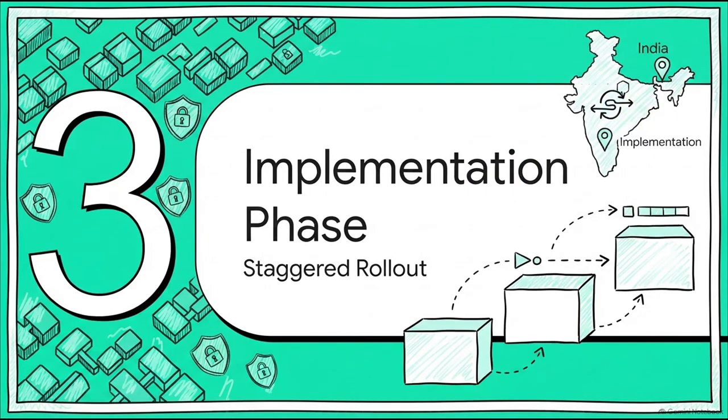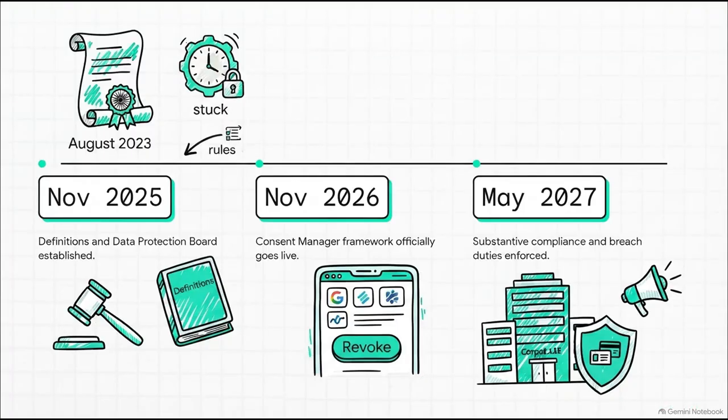Okay, let's jump to Section 3, the phased implementation timeline. Let's look at the reality of today and explore the actual moving-in process. So, the Act actually got presidential assent way back in August 2023, but then it kind of just sat inactive for over 2 years. Finally, after the rules dropped in November 2025, the government kicked off this complex 18-month phased rollout, which ends in May 2027.